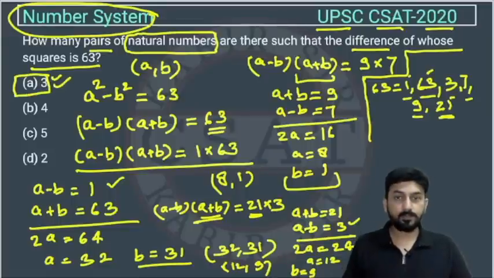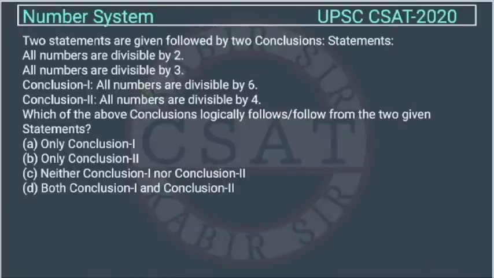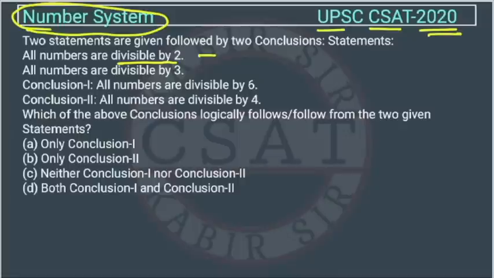Okay. This is a question from the number system chapter asked by UPSC in the CSAT paper of 2020. Two statements are given, followed by two conclusions. The statements are: all numbers are divisible by 2, and all numbers are divisible by 3. Now they have given the conclusions. So here we have to use the divisibility rule, right? Which of the following conclusions logically follow from the given statements?